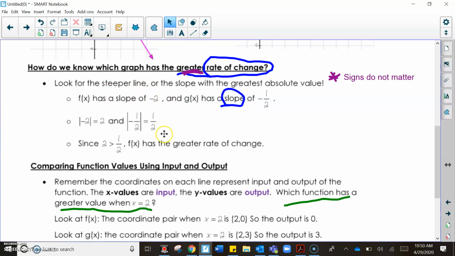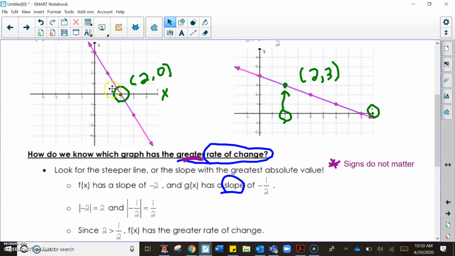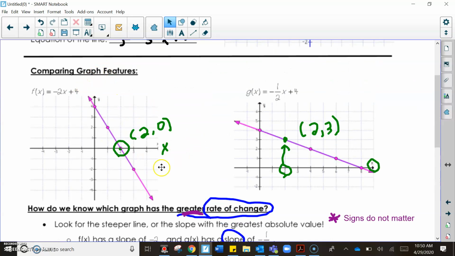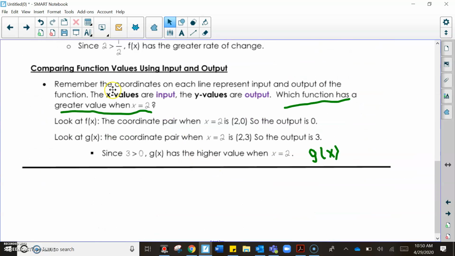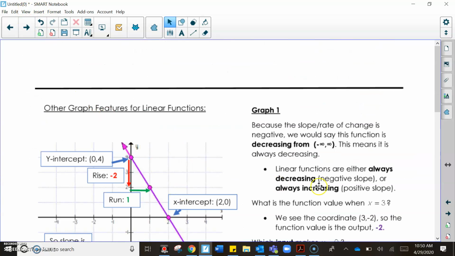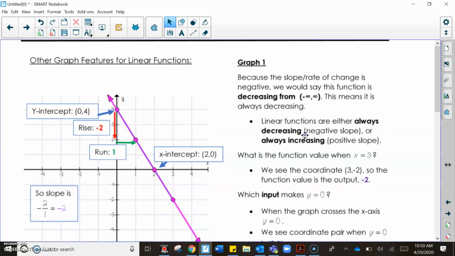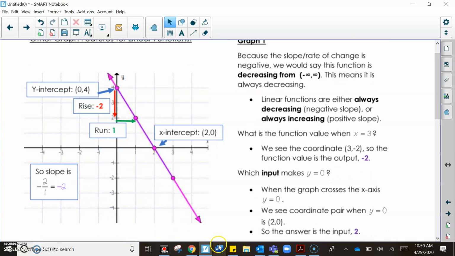Same thing here. We notice that f of x has a steeper slope, so that would be your answer to a multiple choice problem there. We can compare other things, other values, especially y-intercept. We can ask you which one's the greatest y-intercept. Remember, we're either increasing or decreasing. So when you have a negative slope, you're always decreasing.